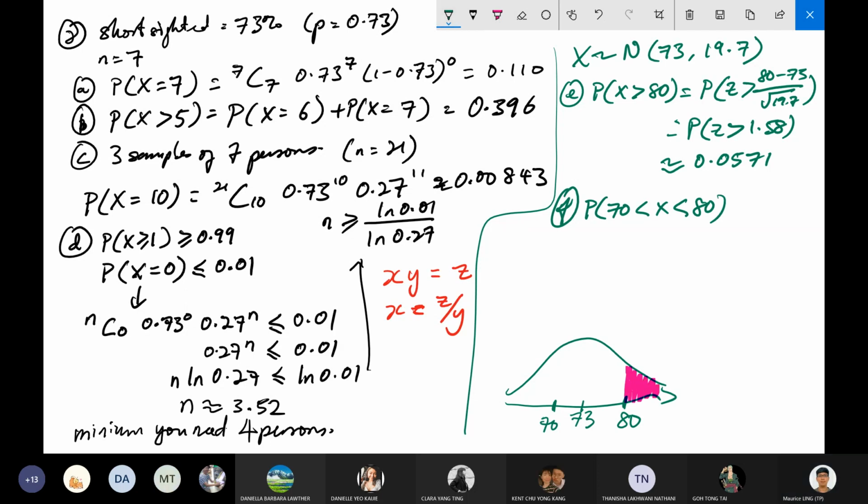Can I leave it in either decimal or percentage, right? Always leave in decimal or percentage. Never leave in fractions. Yeah.